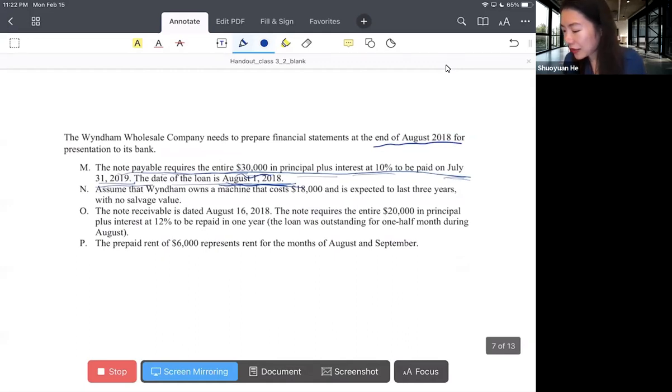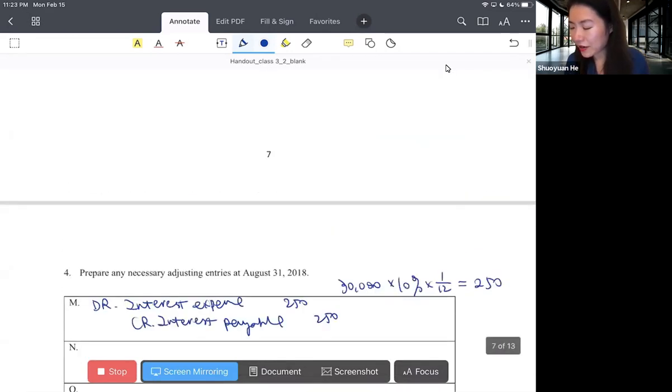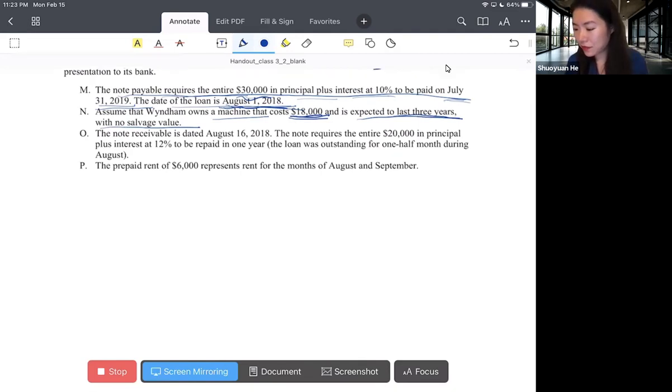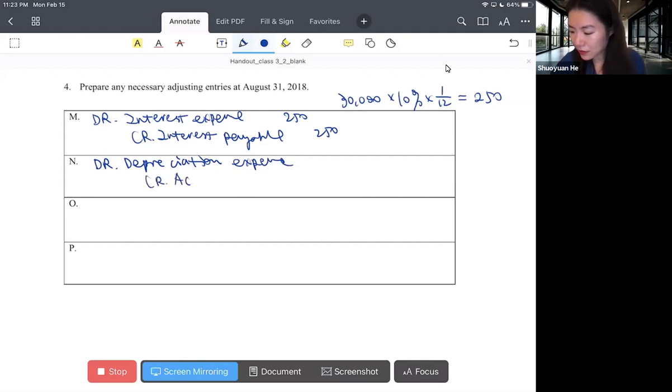The second one, assume that the company owns a machine that costs 18,000 and is expected to last 3 years with no salvage value. So here, the machine costs 18,000, expected to last 3 years. So we need to record depreciation expense. Debit depreciation expense. Credit accumulated depreciation.